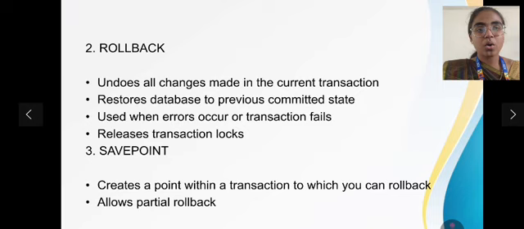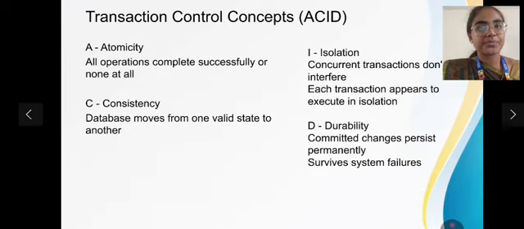Rollback undoes all changes made in the current transaction. It restores the database to the previous committed state. It is used when errors occur or a transaction fails. It releases transaction logs. Savepoint creates a point within a transaction to which you can roll back. It allows partial rollback.